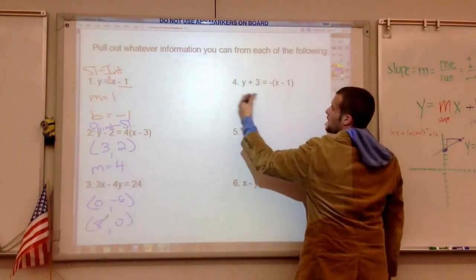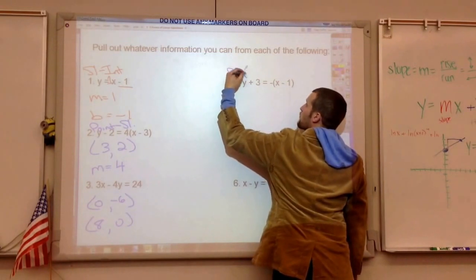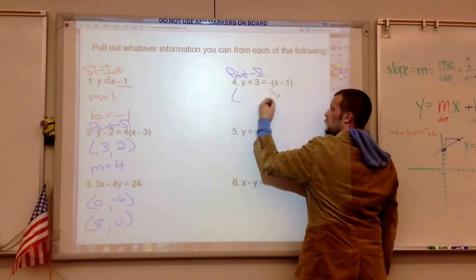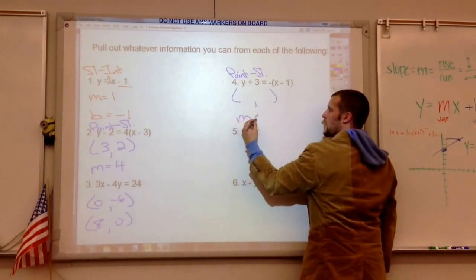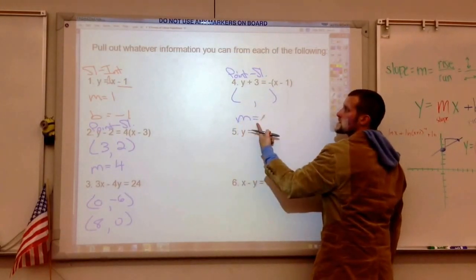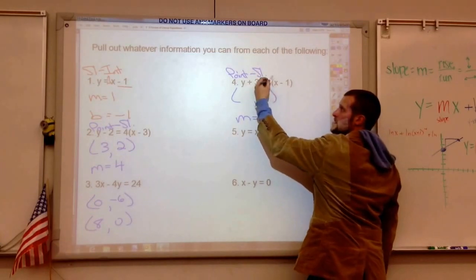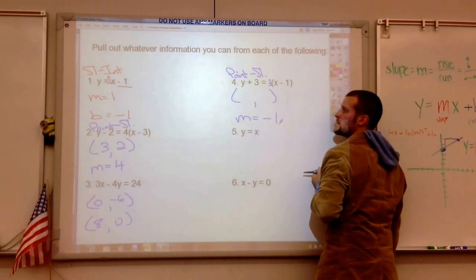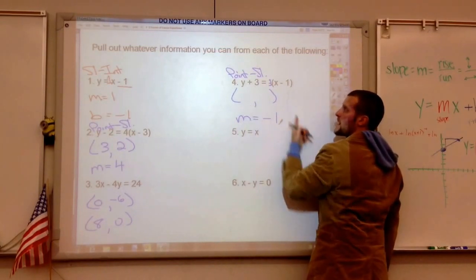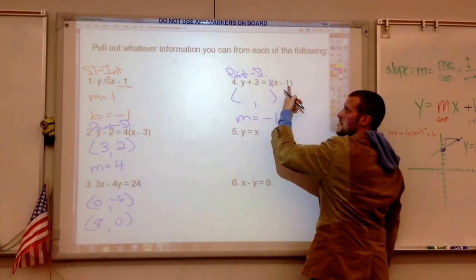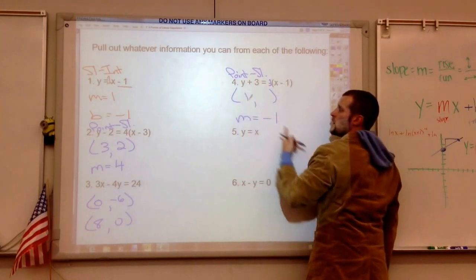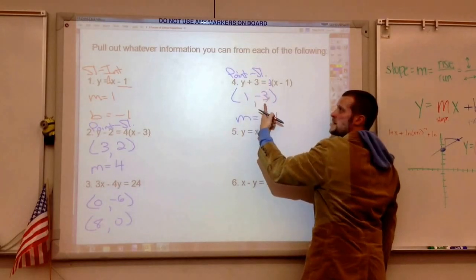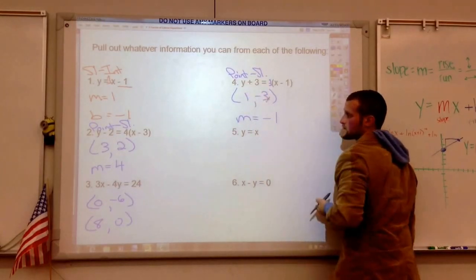Up here, I'm at point slope form. Point slope means I should be able to find a point and the slope. Our slope comes directly in front of the parentheses here. There's an invisible -1, so it's -1. The point, x coordinate is with x, switches sign, -1 becomes +1. Y coordinate is with y, +3 becomes -3. They always switch sign.